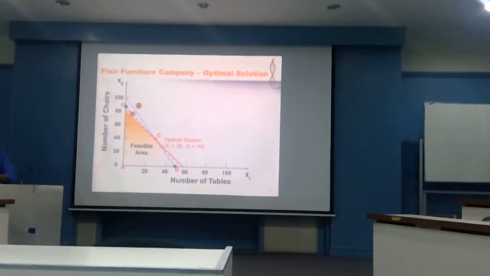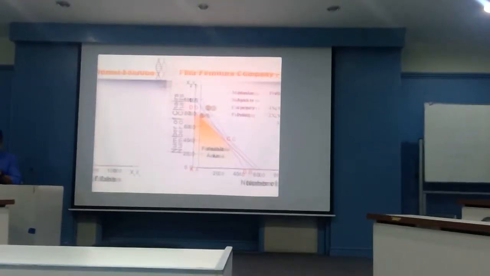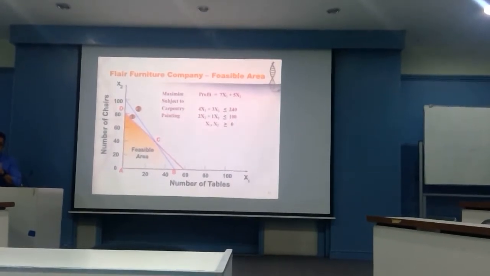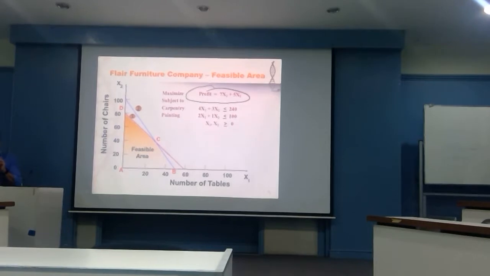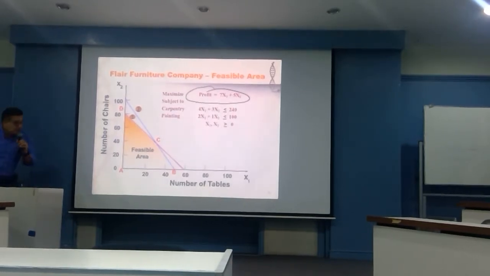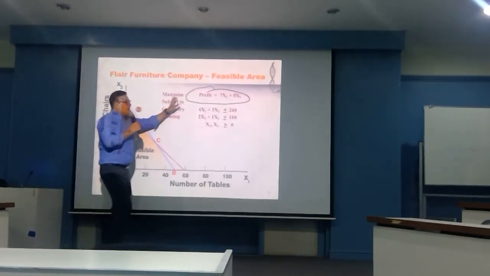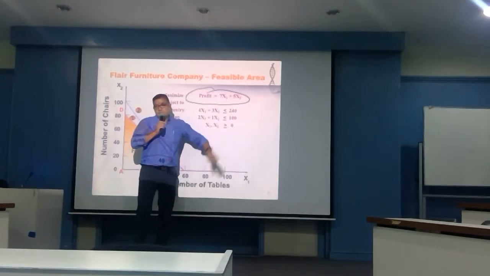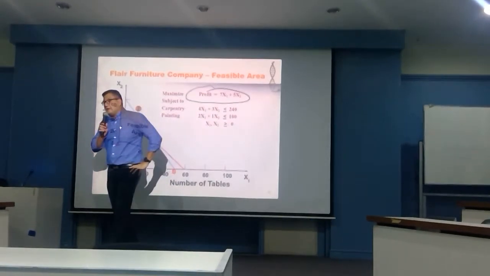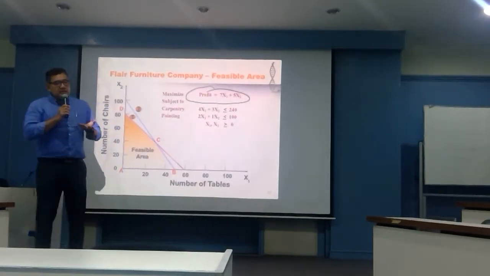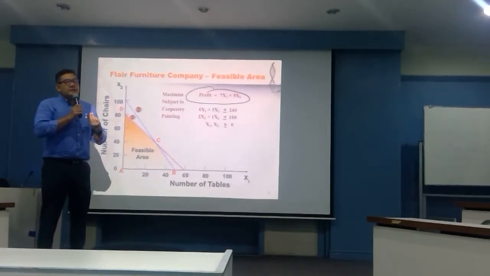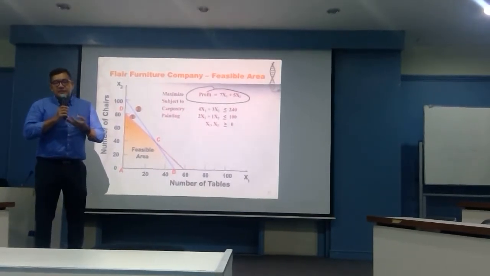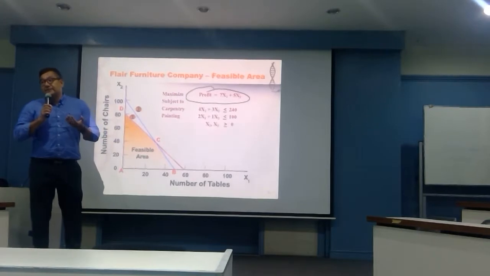Isopic line is about the linear line of objective function. If the problem is maximization, we call it isopic line.